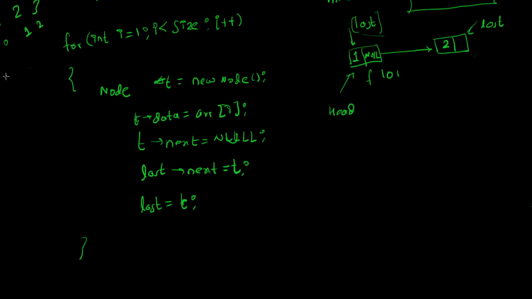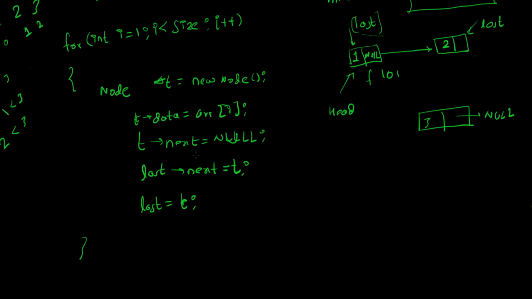So size is 3. First iteration was done, 1 is less than 3 obviously. Now we have to do the second iteration, which is 2 is less than 3, right? Yes. So for that we again create a new node. So let's run this line. New node has been created. Now t's data we fill in, which is a[2], which is 3. Okay, I filled the data. T's next should point to null. Okay, I'm pointing it to null.